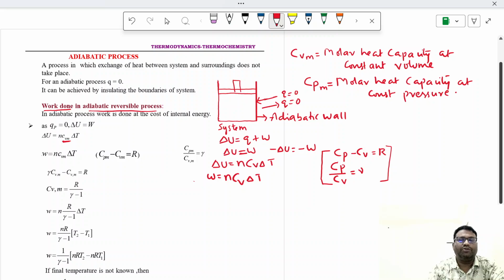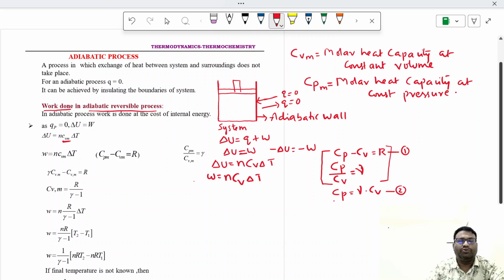We'll come across how to derive Cp minus Cv is equal to R. So Cp minus Cv is equal to R, where Cp is molar heat capacity at constant pressure, Cv is molar heat capacity at constant volume. So what is this called? This is gamma. The ratio of heat capacity at constant pressure to heat capacity at constant volume is given by gamma, right? So from this I can write Cp is equal to gamma into Cv. So let it be equation 1. Let it be equation 2.